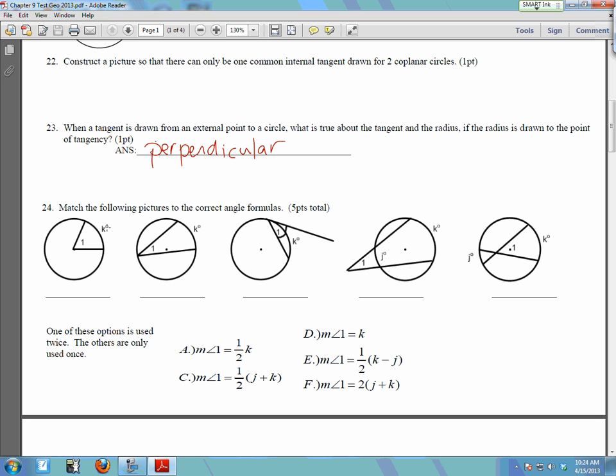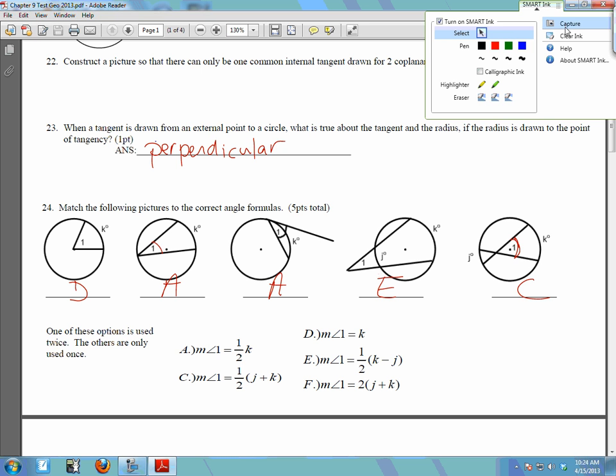Okay. Down here, angle 1 is the same as angle K, so that's going to be D. Angle 1 is an inscribed angle, so it's half of K, so it's got to be A. This picture here is the same picture. It's still an inscribed angle, so that's A as well. Here, an angle formed by two secants. That's when you subtract K and J, and then angle 1 is going to be half of their difference, so that's going to be E. And now here, angle 1 is that angle, so now it's adding K and J and taking half of that sum, so that's C. So those are your formulas for those pictures, and hopefully you got those right.